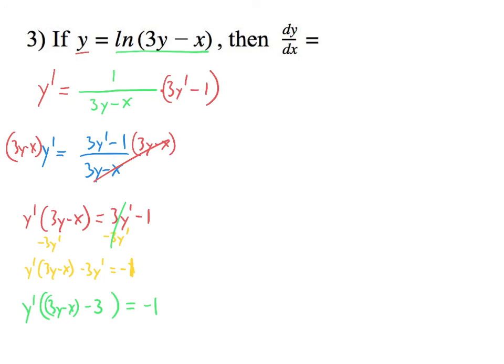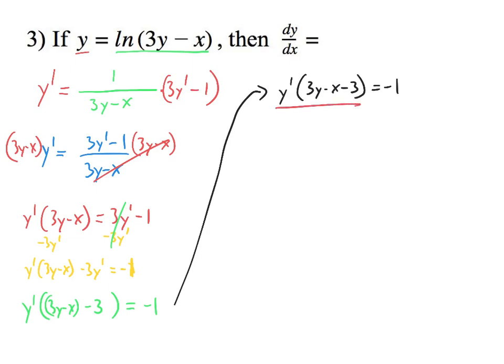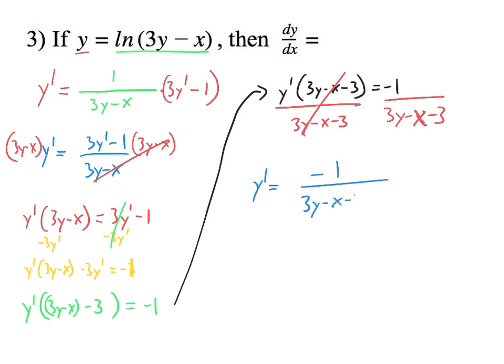All right. So let me move that up and clean it up a little bit. I want that to become y prime times 3y minus x minus 3 equals negative 1. And then could I divide by 3y minus x minus 3? That's gone. So I have my answer. Y prime equals negative 1 over 3y minus x minus 3. And that would be your answer.